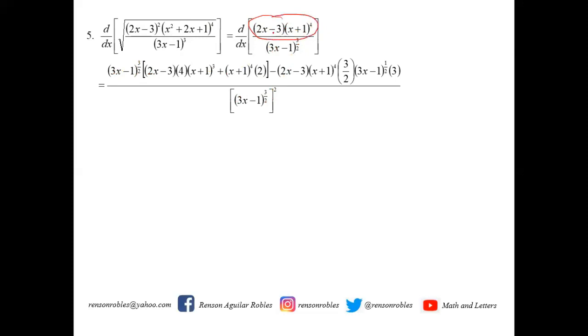So for the derivative of this, you apply the u dv plus v du principle. And you shall have (2x minus 3) times 4 times (x plus 1) to the third power plus the quantity (x plus 1) to the fourth power times 2. Then minus (2x minus 3) times (x plus 1) to the fourth power. This is the numerator, our u, and this is our v, times the derivative of v. That's 3/2 times (3x minus 1), then 3/2 minus 1 is 1/2, then times the derivative of 3x minus 1, which is 3.